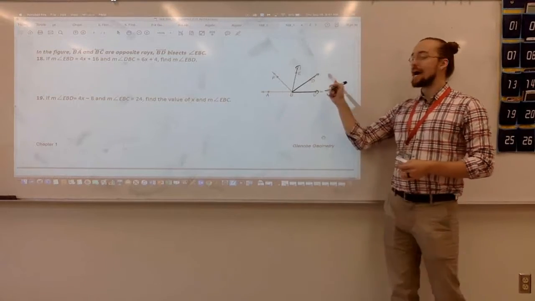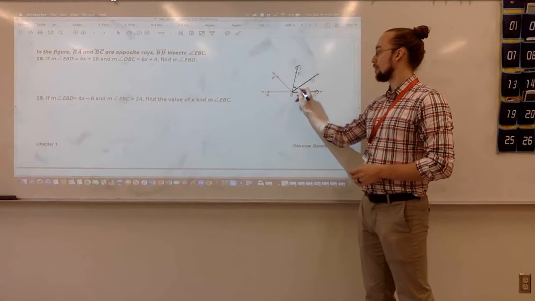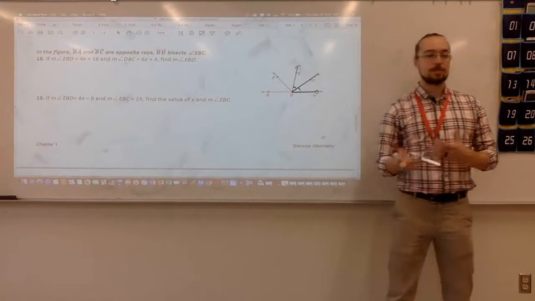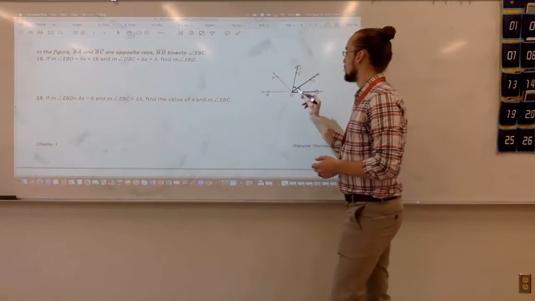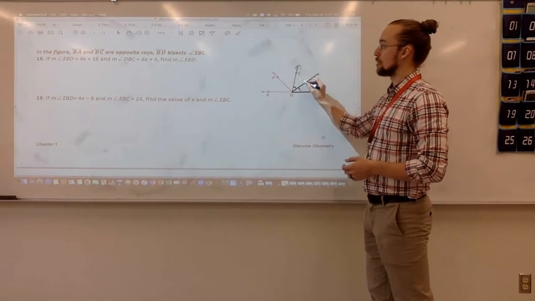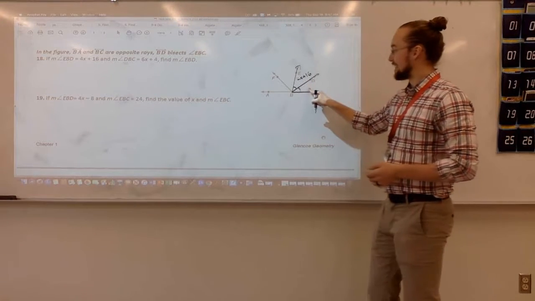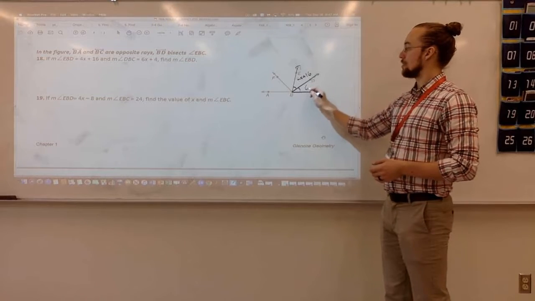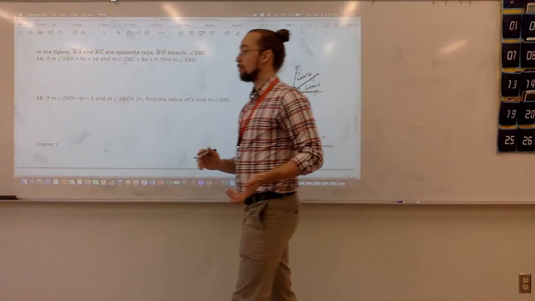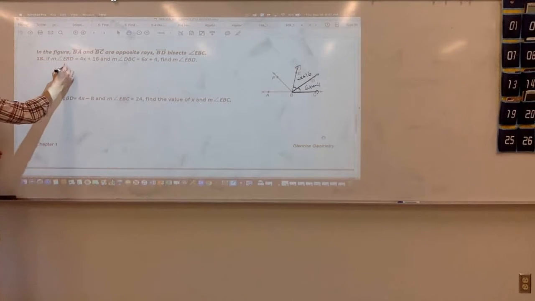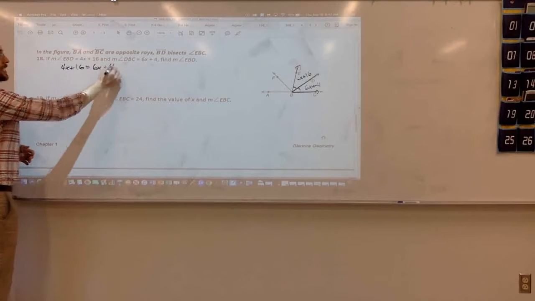If I know this bisects the larger angle, that means these two smaller angles that are created are the same. They have the same measure. So now, in 18, what I'm told is that angle EBD, this little angle here, is 4x plus 16, and this angle, DBC, is 6x plus 4. I'm going to say those two would be equal to each other. So I set up 4x plus 16 equals 6x plus 4.